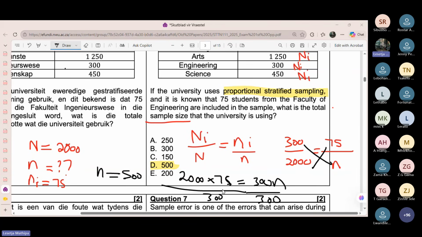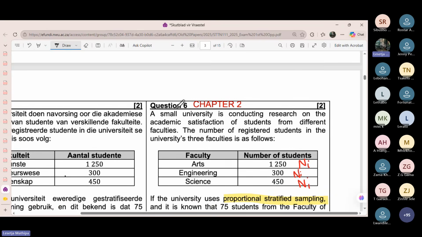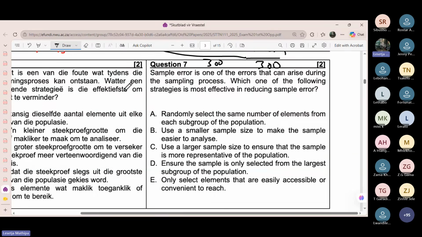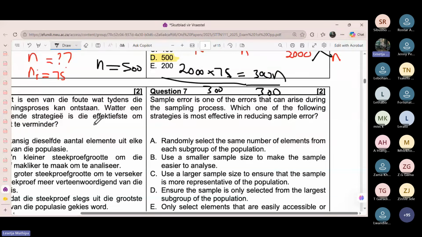Any questions? If you have any questions, please just let me know by raising your hand. So I believe you all understood question 6. So let's go to question 7. This is also theory and it's based on chapter 2.